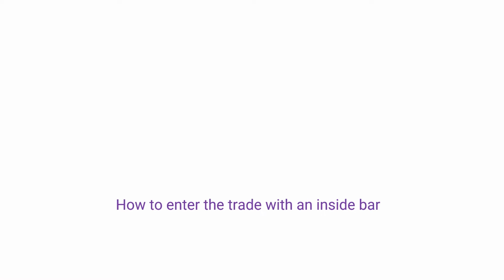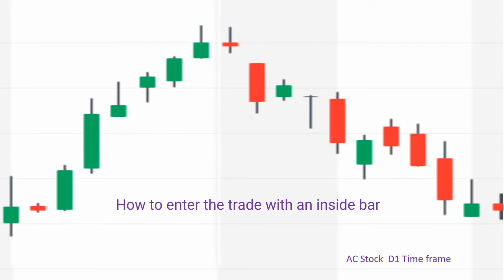How to enter the trade with an inside bar? This is Air Canada stock D1 time frame of Finviz. In this graph, I want to show you the psychology behind an inside bar at the top of an uptrend or at the bottom of a downtrend. Look at this inside bar. It is characterized as indecision, low volatility, and no momentum in the market. The bulls and the bears are in a standoff. Traders should be prepared for a strong breakout.